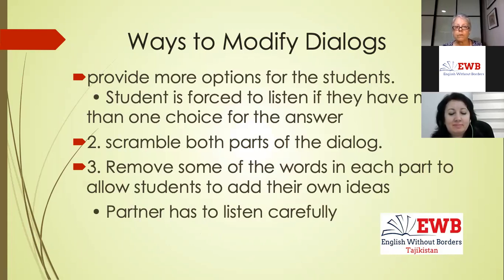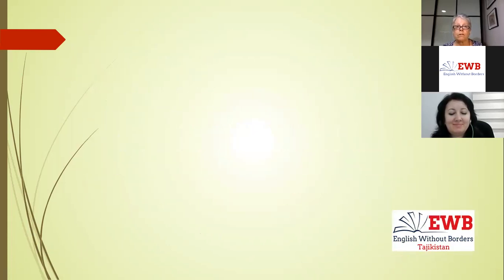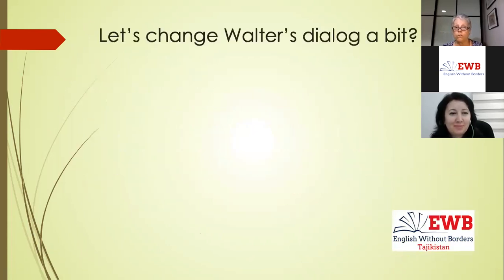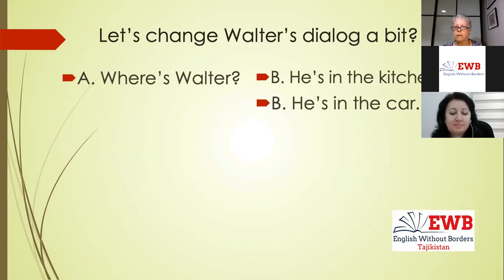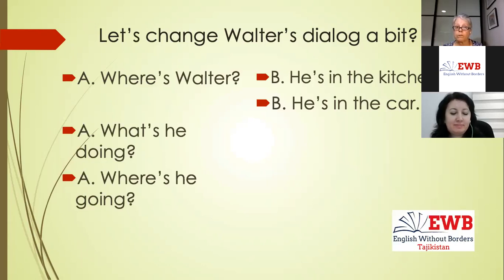Here's an example of fixing that easy one. Let's change Walter's dialogue a little bit. So imagine this is 2 pieces of paper. Where's Walter? He's in the kitchen. Or you could say he's in the car. And if you don't have the picture of the person in the kitchen with this dialogue, both answers are acceptable.